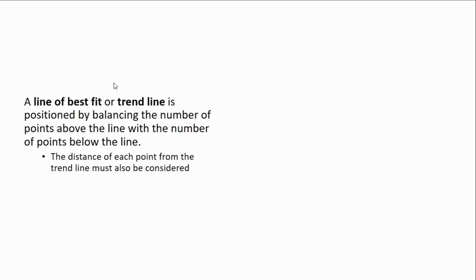So a line of best fit, also commonly known as a trend line, is positioned by balancing the number of points above the line with the number of points below the line. And you also need to consider the distance of each point from the trend line. So having a look at this scatter plot, we're going to have a go at fitting a line of best fit. So firstly, it says we need to balance the number of points above the line with the number of points below the line. So we need roughly the same number of points above and below it. We also need to consider the distance from the line, and that has to be very similar as well.